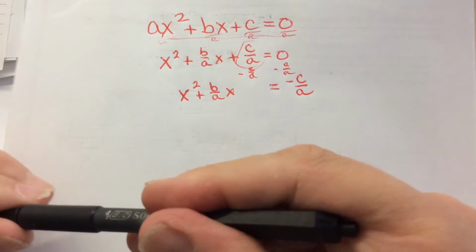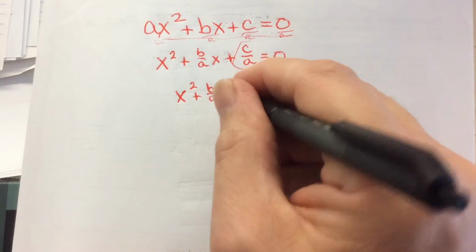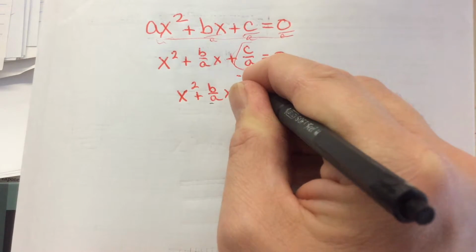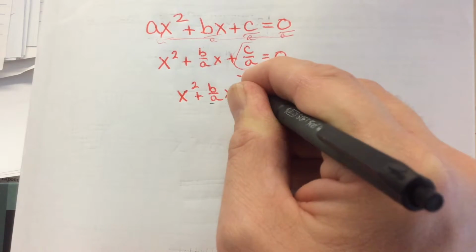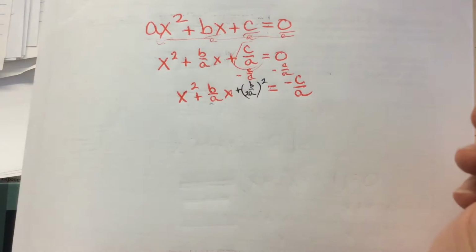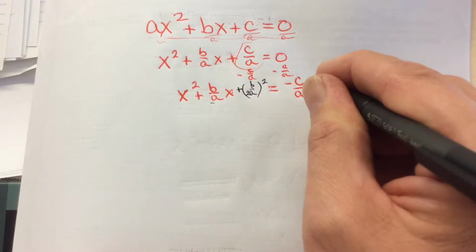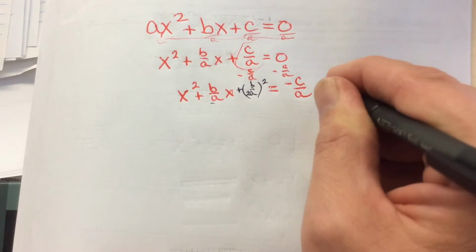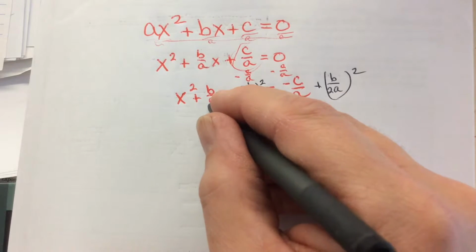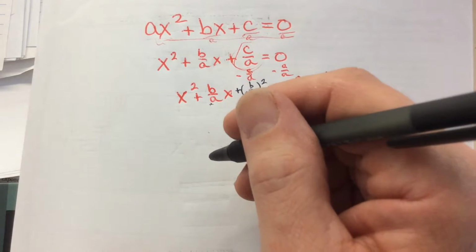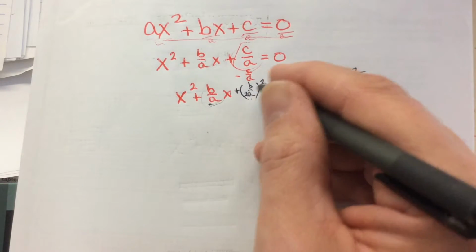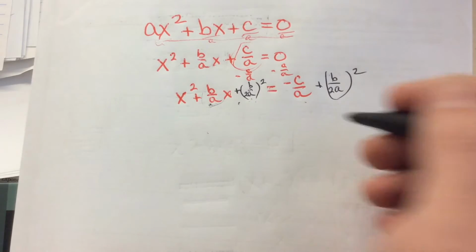What if I tried to complete this square? What would I have to do? Well, I would have to take this number here, divide it by 2, and square it. And on this side, I'd have to do the same thing. I'd have to add b over 2a and square it. So basically what I just did was what we were talking about a moment ago, where you complete the square by taking this number, divide it in half, and then square it, and add it to both sides.